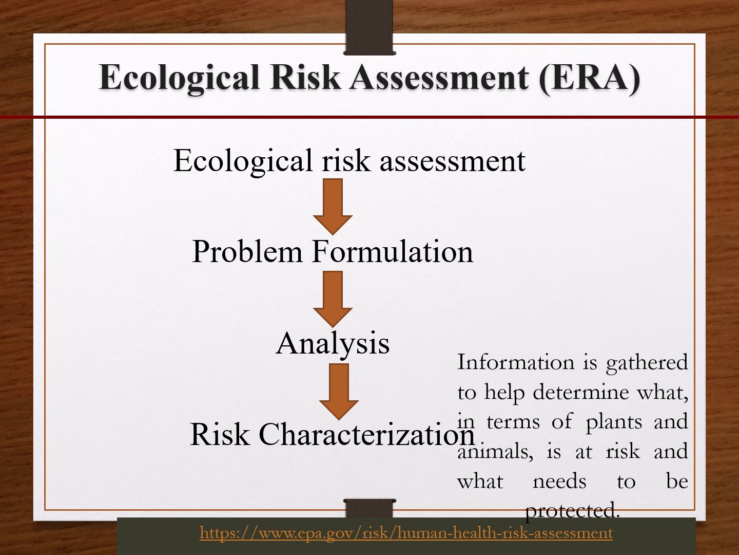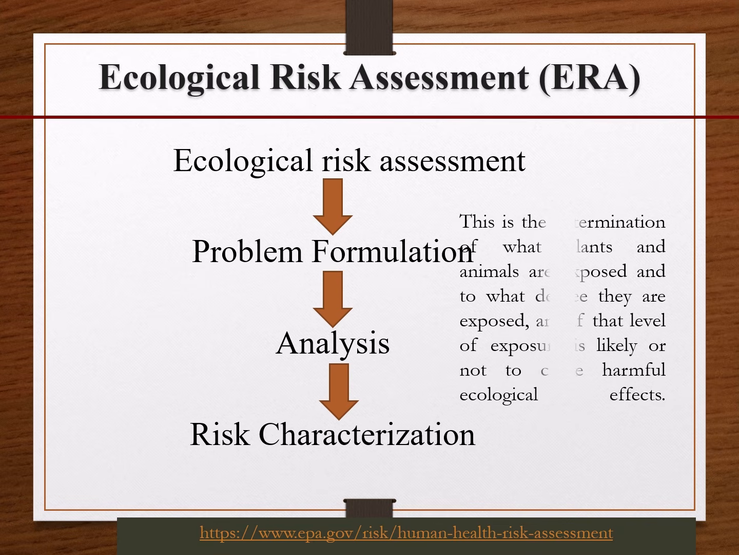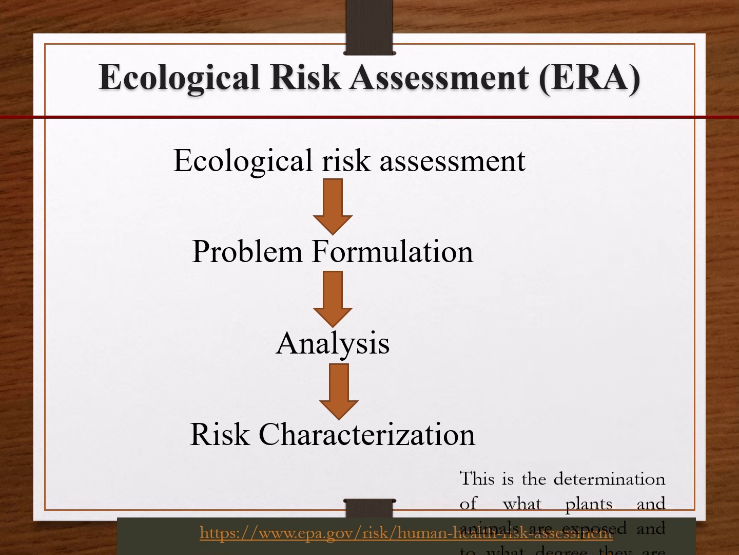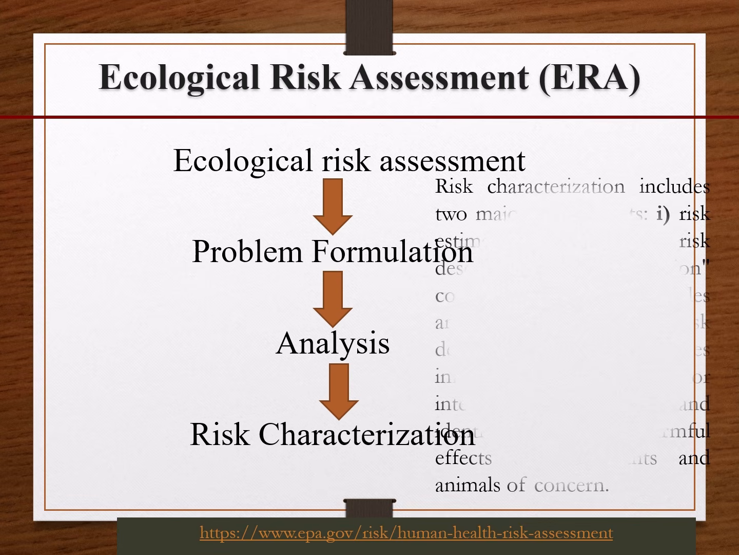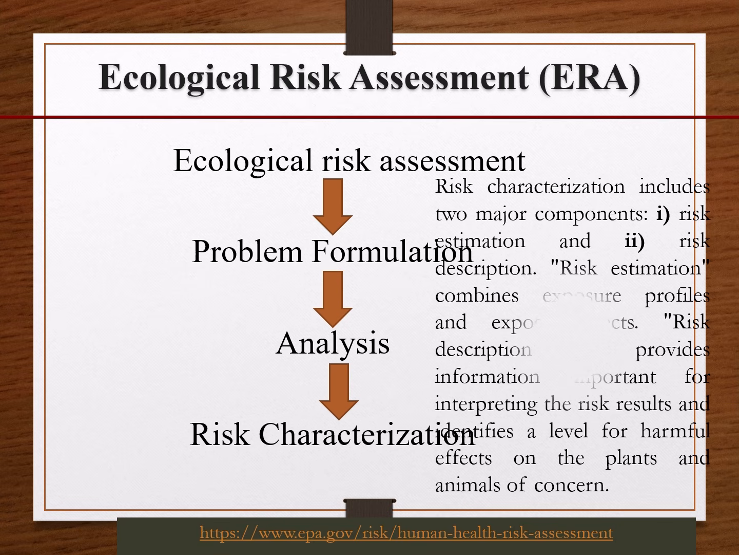Analysis is the determination of what plants and animals are exposed and to what degree they are exposed, and if that level of exposure is likely or not to cause harmful ecological effects. While risk characterization includes two major components: risk estimation and risk description. Risk estimation combines exposure profiles and exposure effects. Risk description provides information important for interpreting the risk results and identifies a level for harmful effects on the plants and animals of concern.